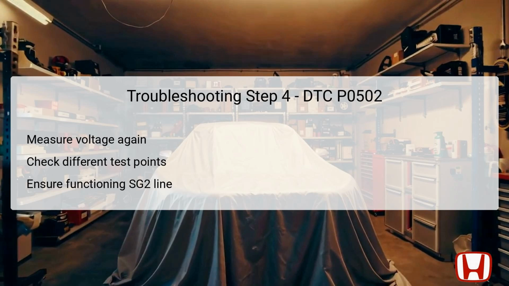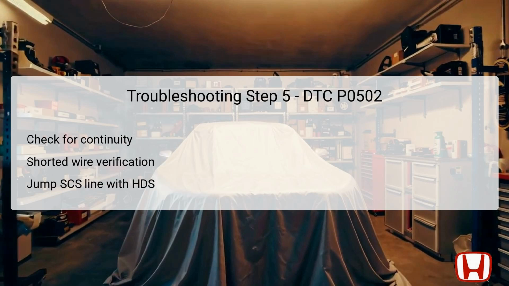If the voltage reading falls short, it suggests an open condition in the SG2 wire, which then necessitates repairs between the CVT speed sensor and the PCM to restore proper function and communication in the circuit.